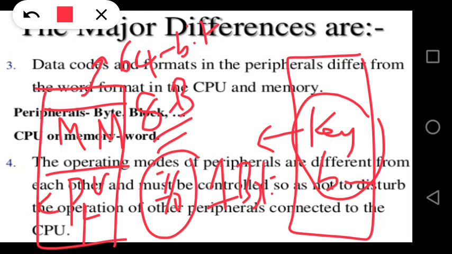Next, the IO interface also has to manage or control all the input devices connected to the CPU, because they are manufactured by different vendors. So it is required to control them. They should not disturb other IO devices.